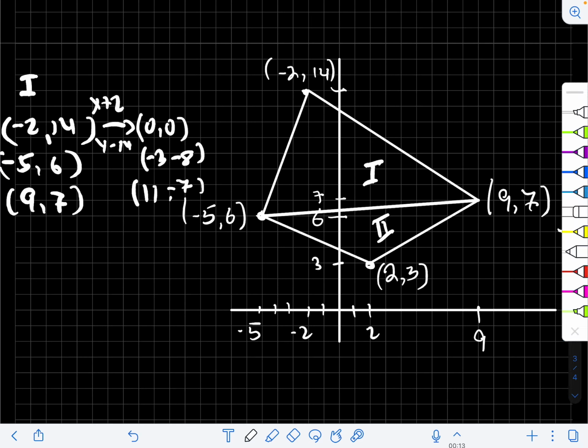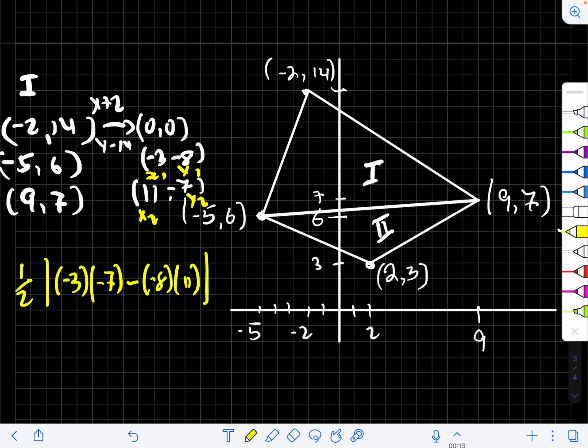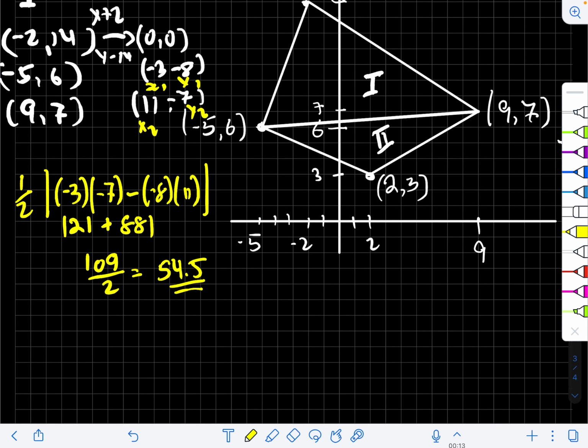And now I'm going to use again the same method of marking my x1, y1, x2, y2, and I put it into the formula. So again, I get half absolute value of minus 3 multiplied by minus 7 minus the formula, minus 8 times 11. And we calculate this. Minus 3 by minus 7 is 21. Minus 8 by 11 is minus 88. So minus minus is plus 88. 21 and 88 gives 109. And we divide it by 2, so we get 54.5. So that's the area of the first triangle. Of course, units squared.